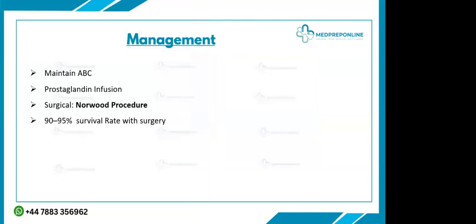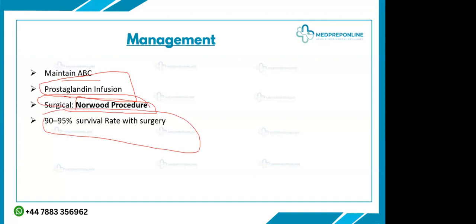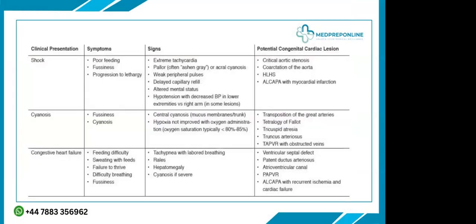Management: it is an emergency. It is the most critical form of any congenital heart disease, and you must maintain the ductus arteriosus patency. As for the surgical procedure, you have to correct this defect, that is the aortic valve atresia and the ascending aorta hypoplasia. If the surgery is performed in time with fewer complications, then there is a 90 to 95% survival rate with surgery, but without surgery there is a 100% mortality rate in this hypoplastic left heart syndrome.